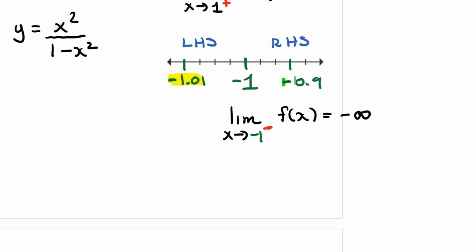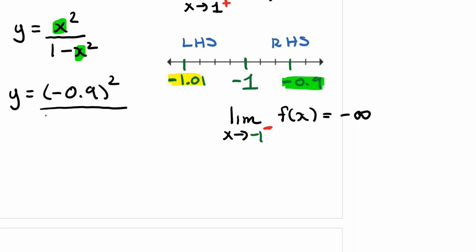Now on the right-hand side, I have negative 0.9. So anytime I see an x, I'm going to replace all those x's with negative 0.9. All right, so if we do that, I get (negative 0.9) squared divided by 1 minus (negative 0.9) squared. And so we continue here.